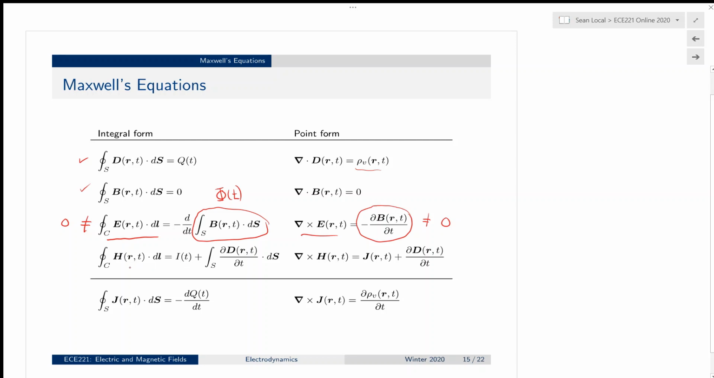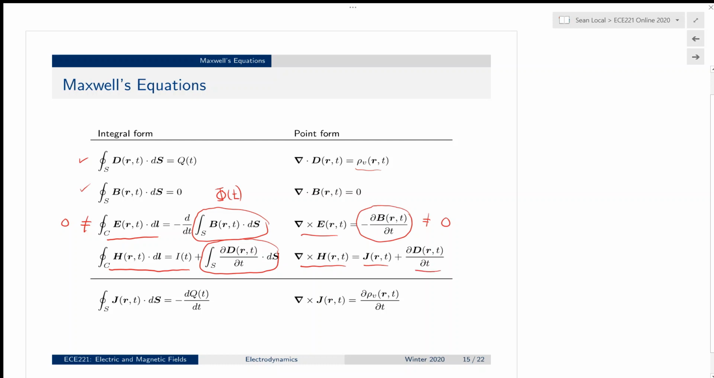Again, this part of the equation is what we understood to be Ampere's law previously, but we've seen that in addition to the conduction current I(t), we've had to add a displacement current given by the surface integral of the partial derivative of D with respect to time, which is the displacement current density. In microscopic or differential form, this means that the curl of H is contributed not only by the conduction current density, but also by the displacement current density.